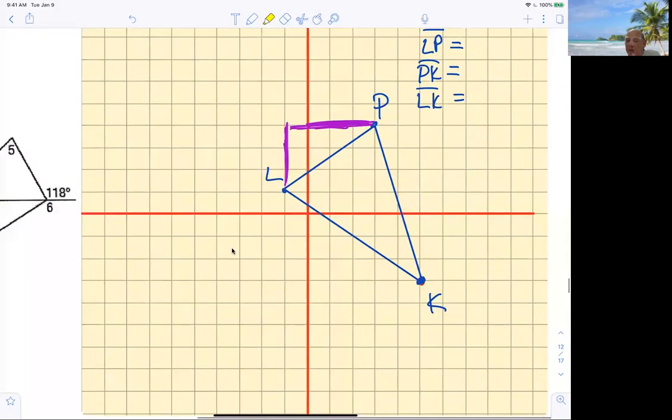Now, does everybody see how this is 3 right here, and this is 4? So we could say 3 squared plus 4 squared, 9 plus 16, 25. Square root of 25 is what? Anybody have any problem with that? That's just simple little math. So I have LP is 5. Now let's figure out what LK is.